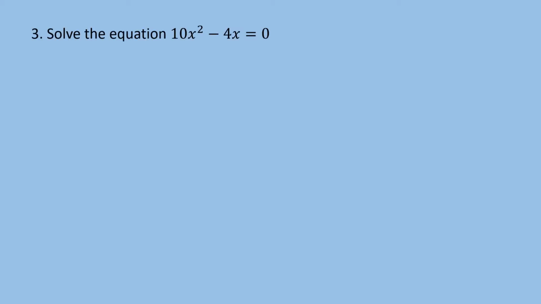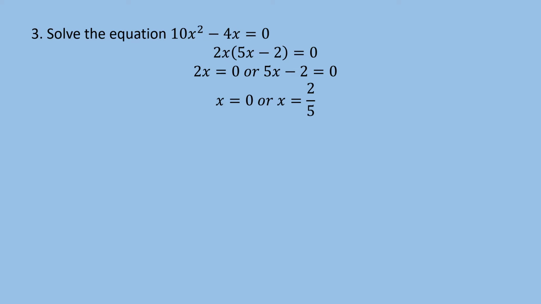Some quadratics contain only two terms, not three. If the constant term at the end is missing, then all you need to do is take out a common factor of x. 10x squared minus 4x equals 0. The constant term is missing in this quadratic equation. So we can take out the common factor there. It's 2x. Then inside the bracket 5x minus 2 equals 0. Simply you can write 2x equals 0 or 5x minus 2 equals 0. So x equals 0 or x equals 2 over 5.